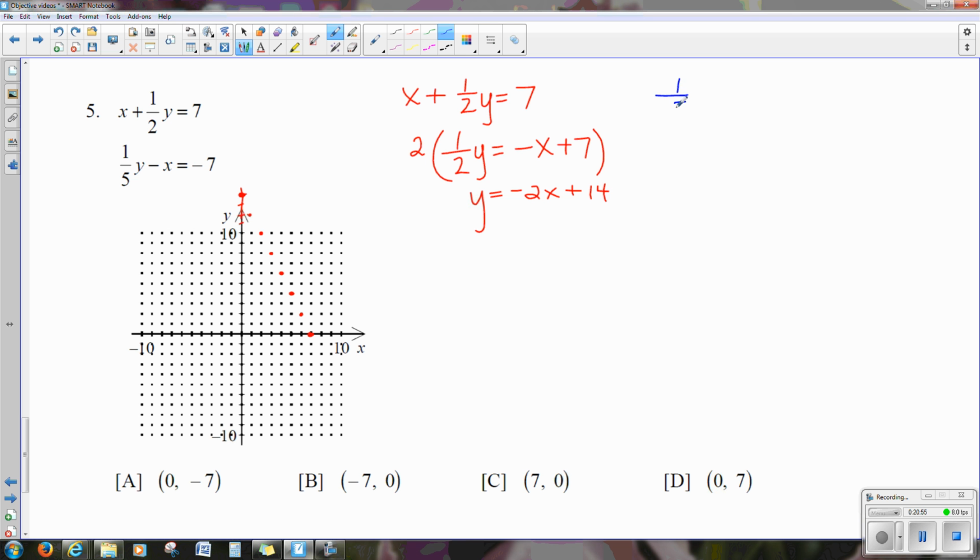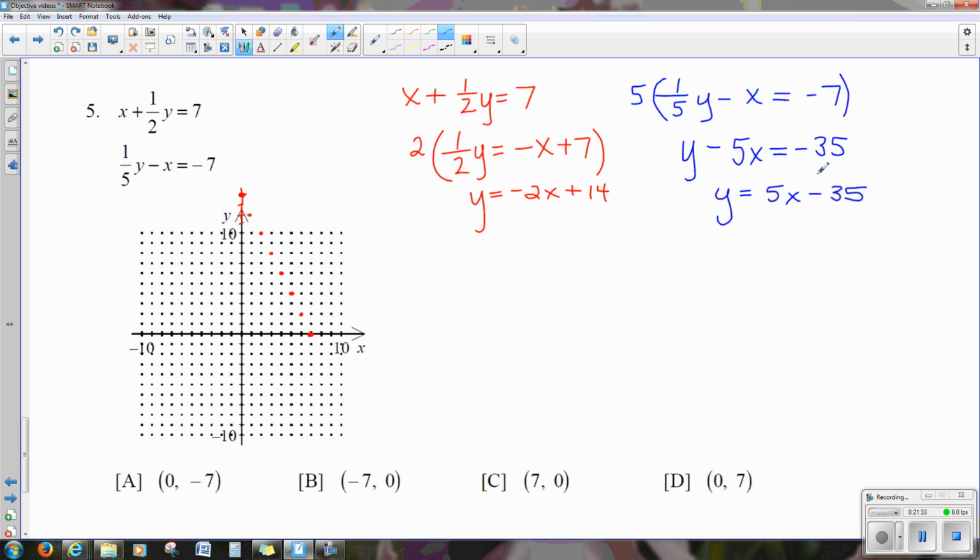All right, now we're going to graph the other line. 1/5 y minus x equals negative 7. If the fractions are making you nervous, just multiply everything by 5. We're trying to solve for y anyway, so that's going to help us out. So we have just y, and now we have minus 5x equals negative 35. We're going to add 5x to both sides, so y equals positive 5x minus 35.